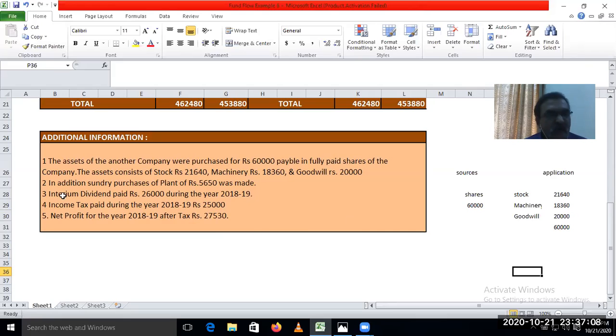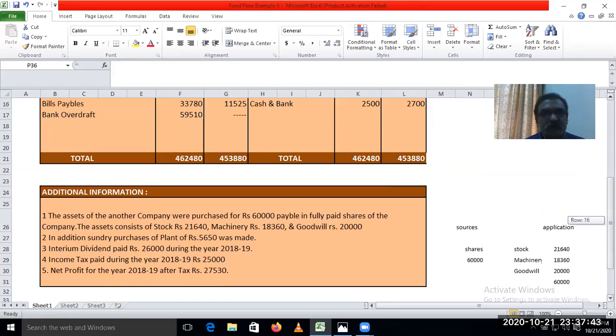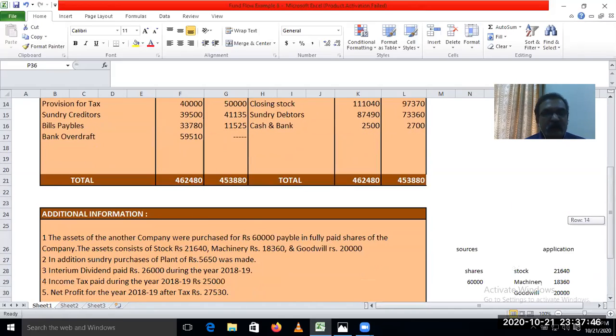If you check additional information number 2, in addition, sundry purchase of plant rupees 5,650. It means during the year the company has purchased machinery of rupees 18,360 by way of issuing shares. In addition to that, some sundry purchase of plant is also there of rupees 5,650. Obviously, these purchases are against cash payment. So this is machinery purchased by way of shares, and this is machinery purchased by way of cash. That we will see in our solution. So this is the balance sheet and additional information.